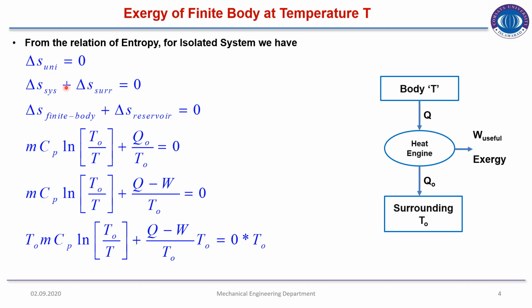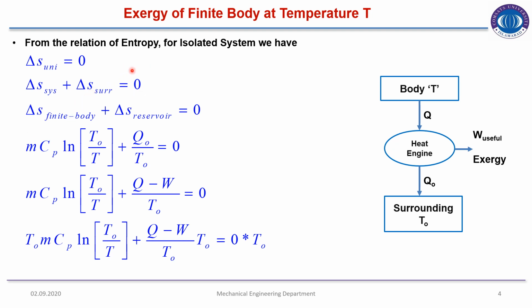So now we have a mathematical relation over here. For an isolated system, we have a generalized expression: the change of entropy for the universe is equal to 0. The universe is composed of the system and the surrounding. So change of entropy of the system plus change of entropy of the surrounding.